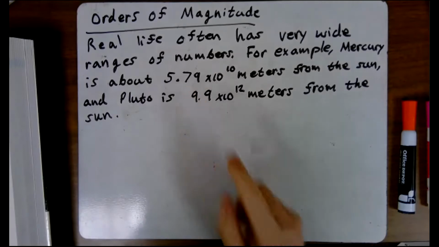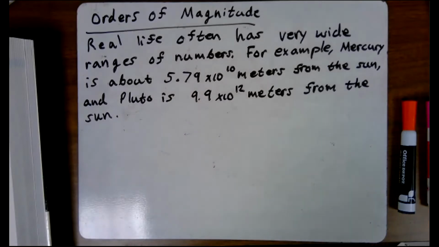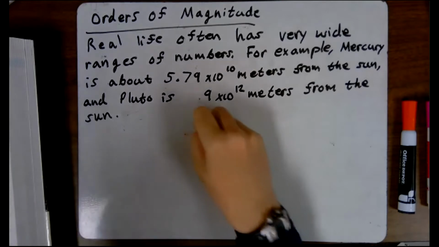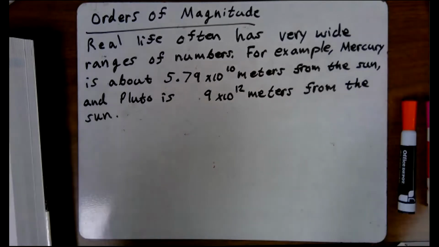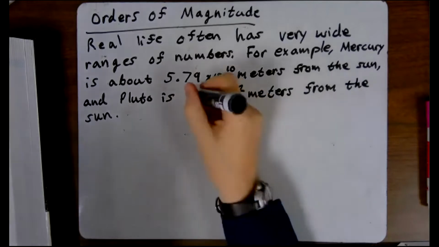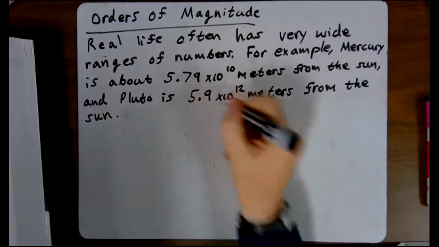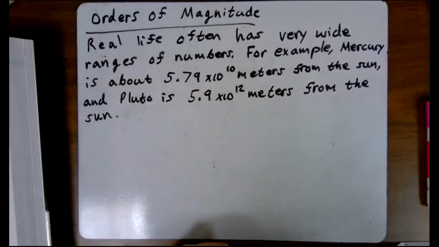Mercury is 5.79 × 10^10 meters from the sun. That's about 57 billion. Pluto is, that should be 5. I'm sorry, not 9. And Pluto is about 5.9 × 10^12 meters from the sun. That's about 5.9 trillion.